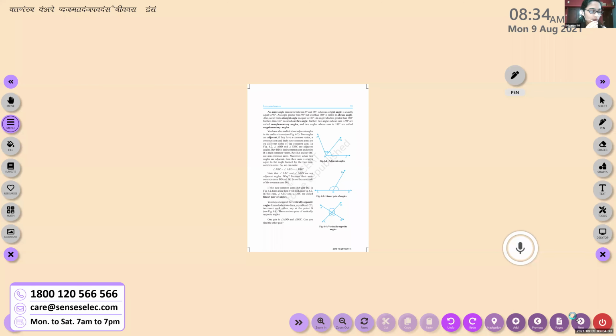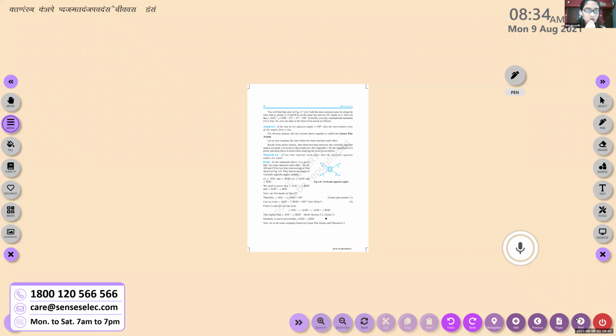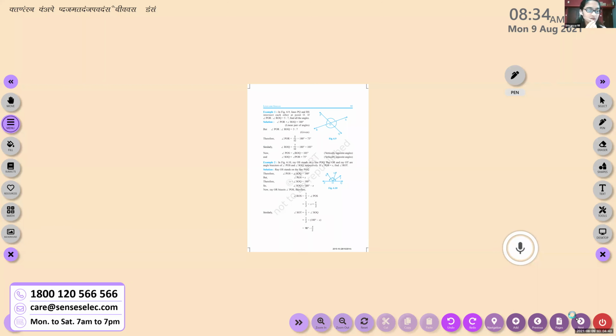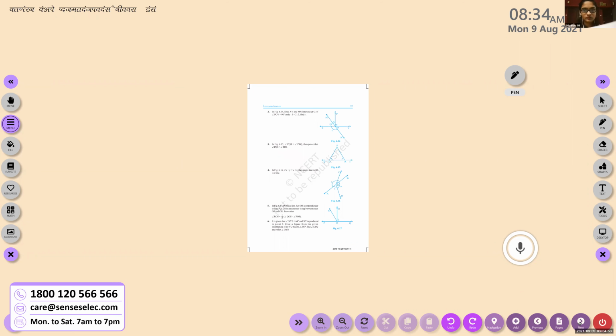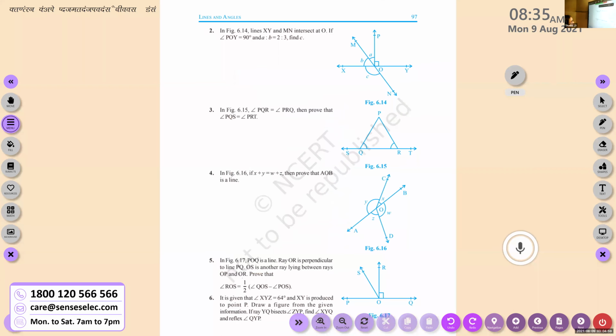Yes, sure. Angle PQR is equal to angle PRQ. Then prove that angle PQS is equal to angle PRT. Angle PQR equal to PRQ. This is the third one. Okay. Now write the next question, question number 4.